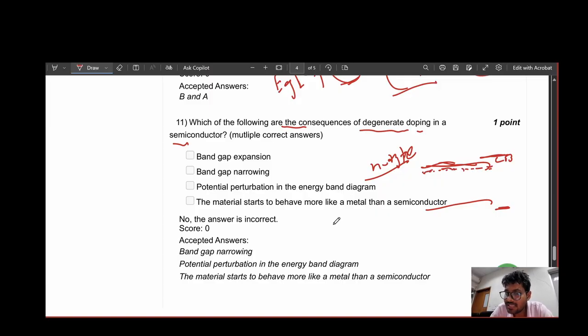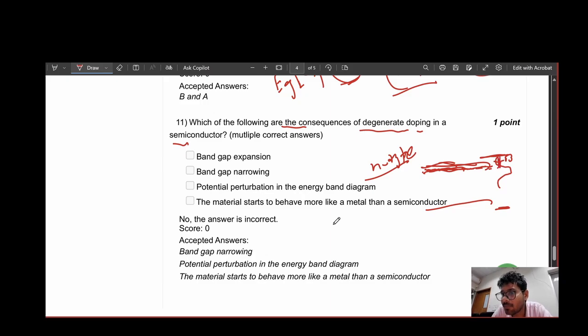If the density is less, then there will be a single donor level. If the doping concentration is very high, then it will split into a band, and there will be band narrowing.